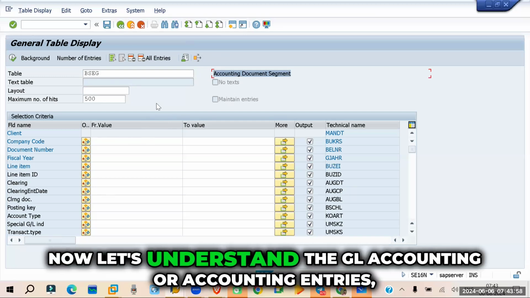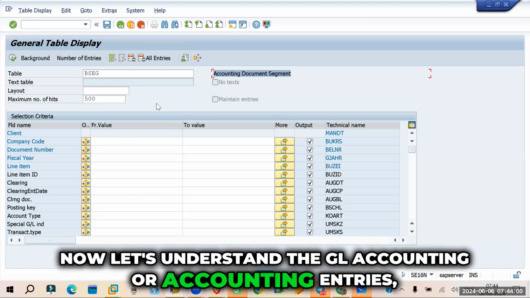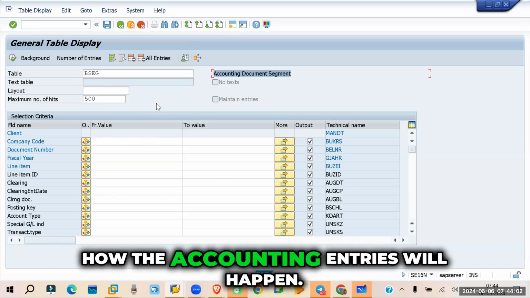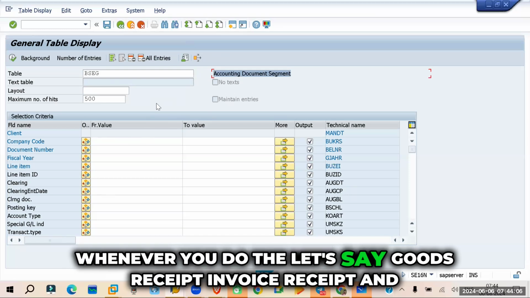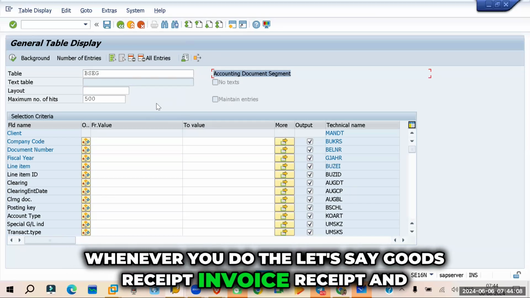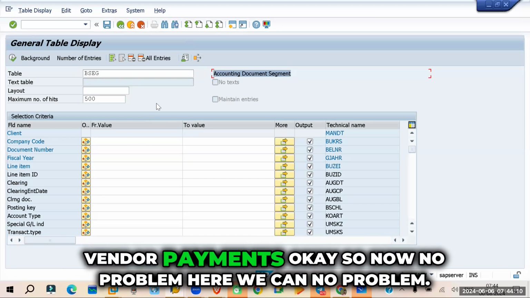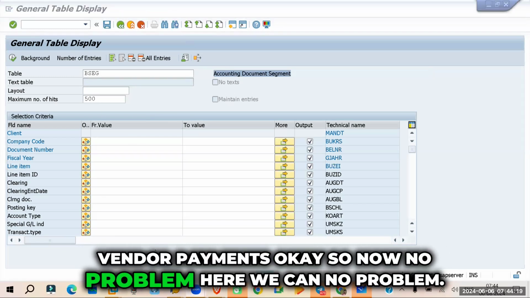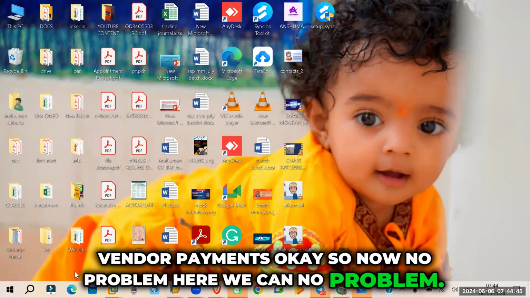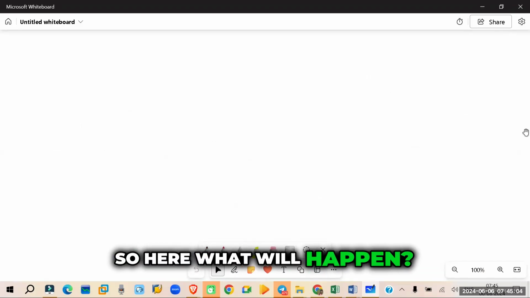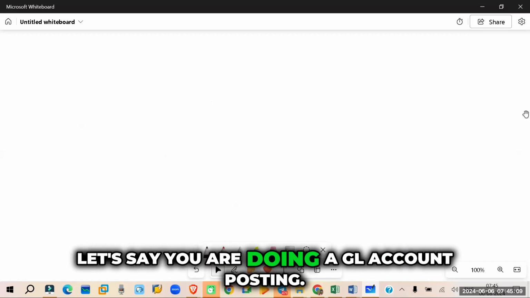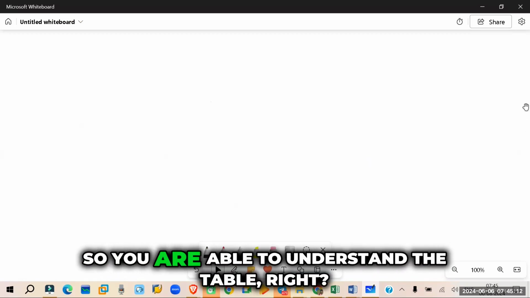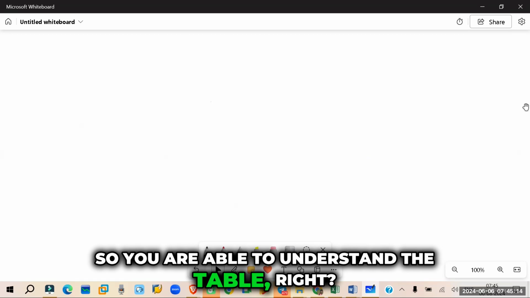Now let's understand the GL accounting, or how the accounting entries will happen whenever you do the goods receipt, invoice receipt, and vendor payments. Let's understand one scenario. Let's say you are doing a GL account posting. So you are able to understand the table, right?